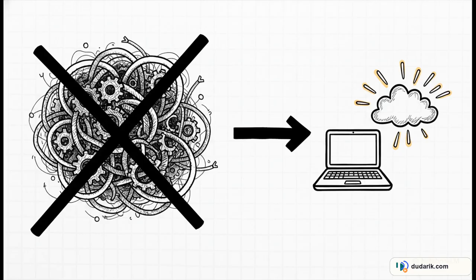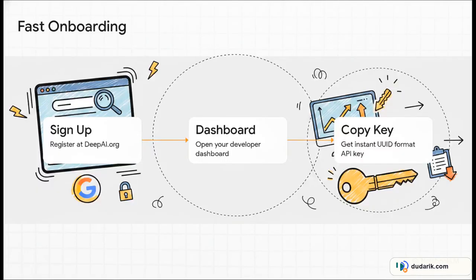It's wonderfully simple. And because it's that simple, the onboarding is just absurdly fast. You literally just sign up at deepai.org with Google, open your developer dashboard, and it instantly hands you a UUID format API key. Seriously, no credit card required for the free tier, and you're making API calls in seconds.